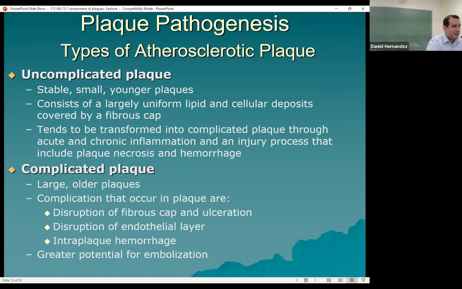So uncomplicated plaques are stable, they're usually smaller, they're younger in age. These are going to be our homogeneous smooth plaques, the ones that start with the fatty streak and then develop a fibrous cap. The complicated plaques are larger, they're older. They're the ones that are going to be heterogeneous, with areas that appear anechoic or hyperechoic within them, that show signs of intraplaque hemorrhage. Those plaques could potentially have vascularity to them, so there could be feeding vessels into those plaques. Those are the ones that have a greater potential for embolization.